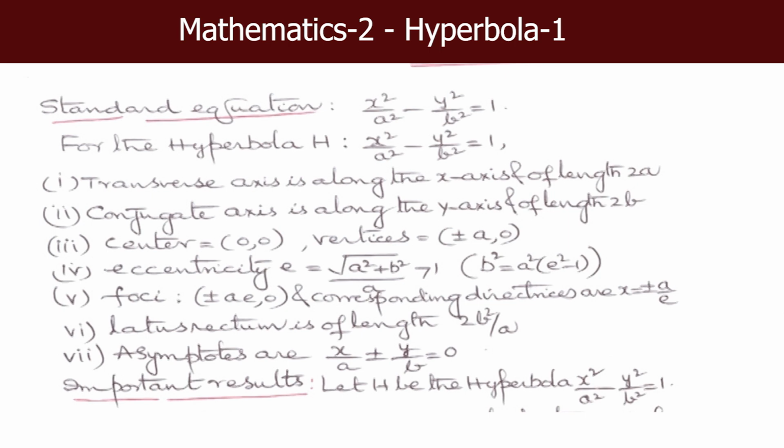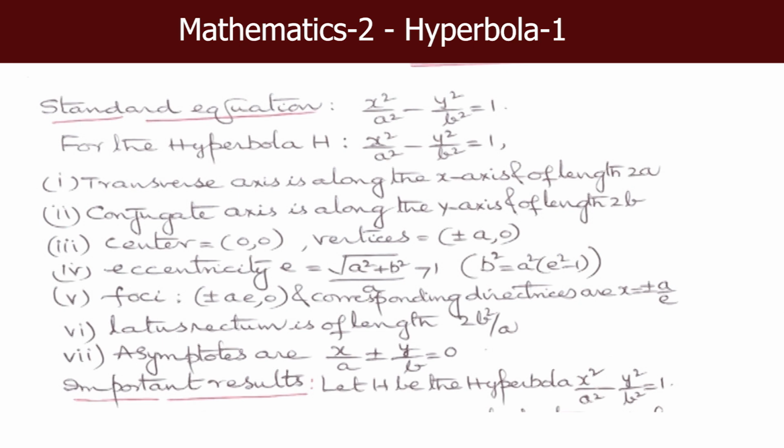Eccentricity, e, look at here. In the case of ellipse, that is root of a square minus b square by a. Of course, there a greater than b. But here, regardless whether a greater than b or less than b or equal to b, the eccentricity is given by root of a square plus b square by a. This is always greater than 1, because root of a square plus b square is always greater than root of a square. Therefore, e is always greater than 1.